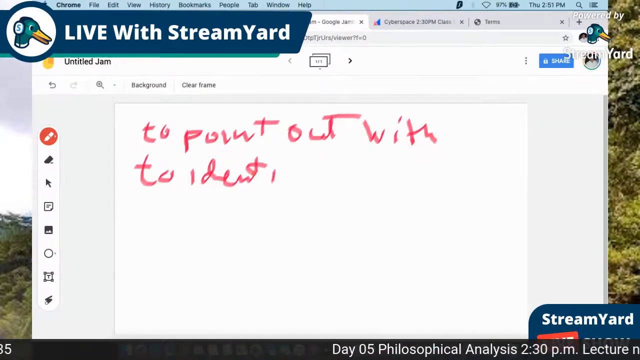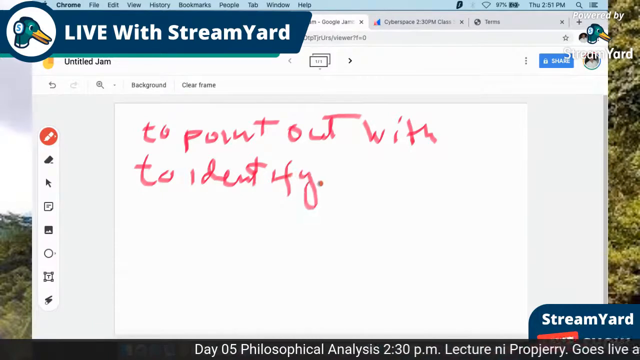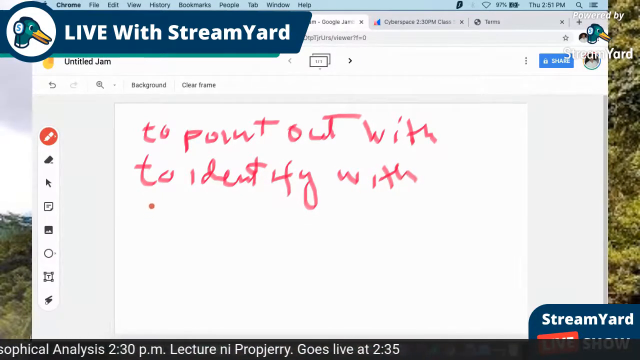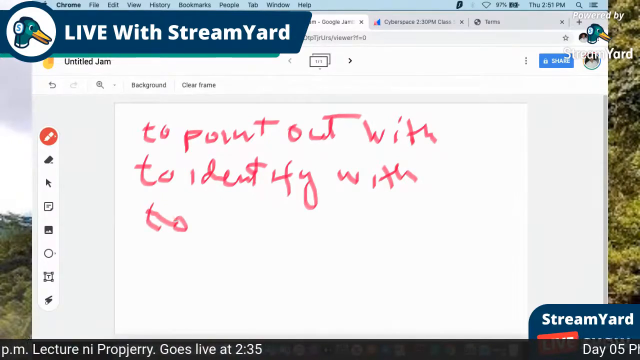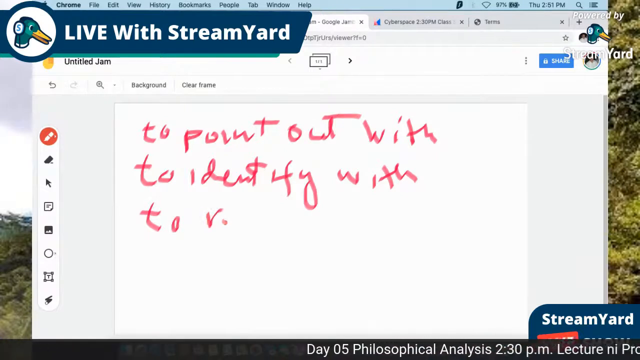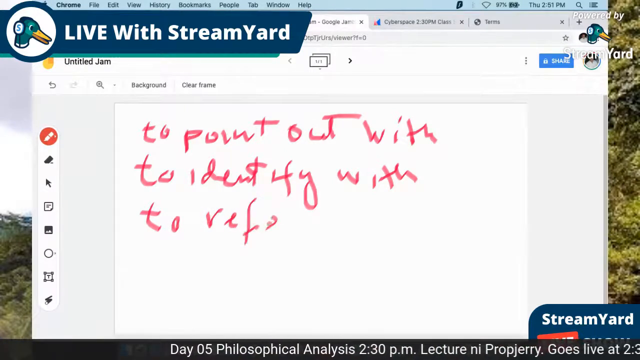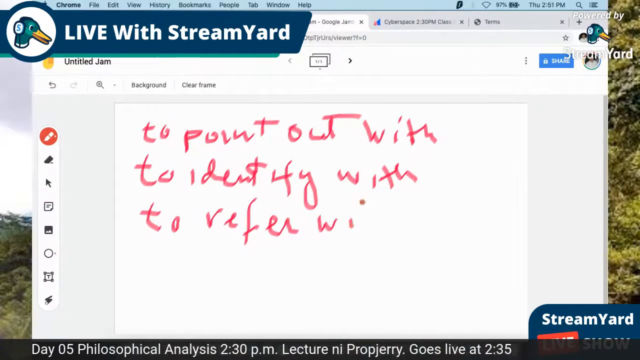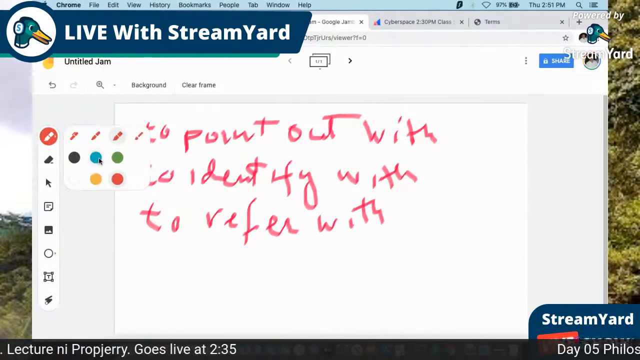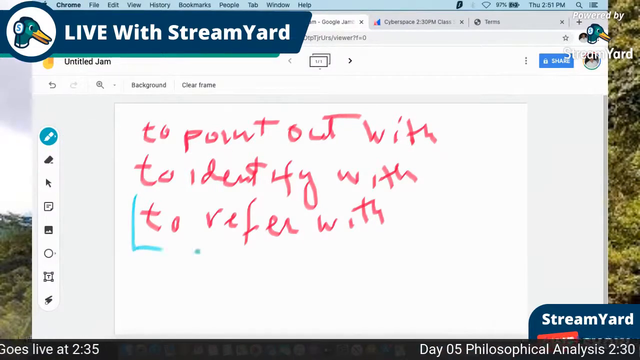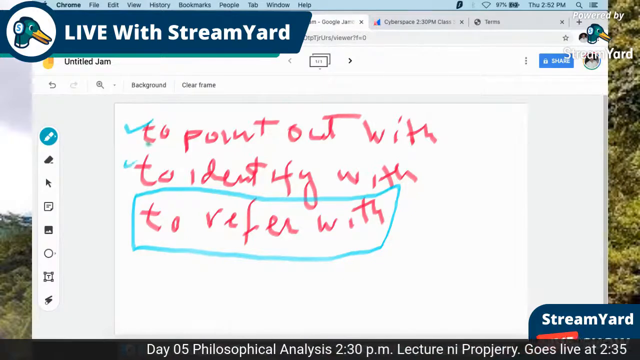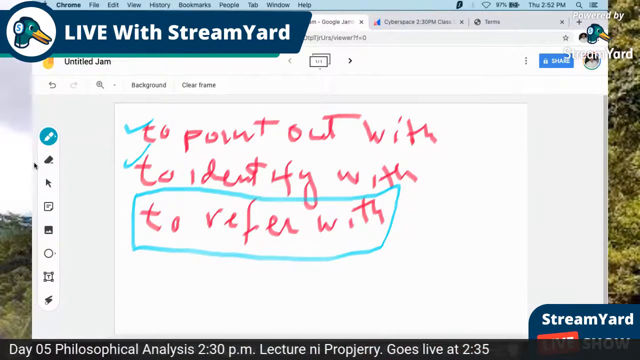All right? Identify with. Another way of saying that, we use terms to, what else? We use terms to refer with. All right? Refer with. The bias of professors, the preference of professors like me, is this expression. We use terms to refer with. But you can still use this or this if you like. So that's how you use a term.